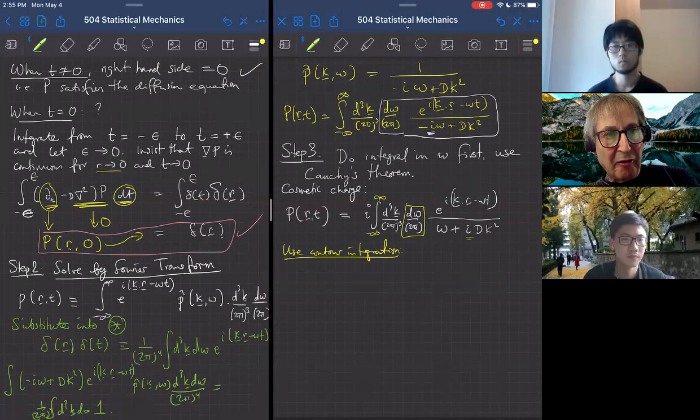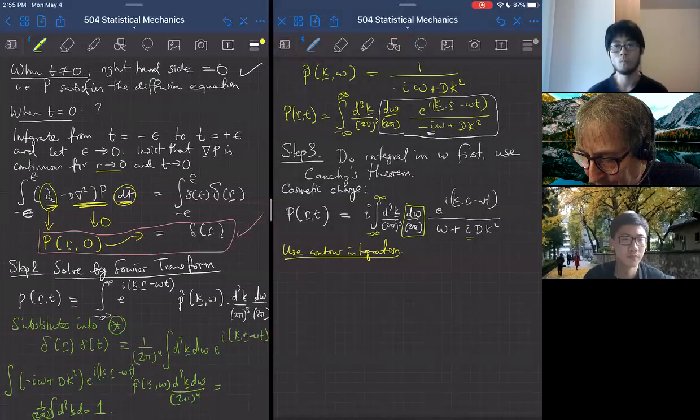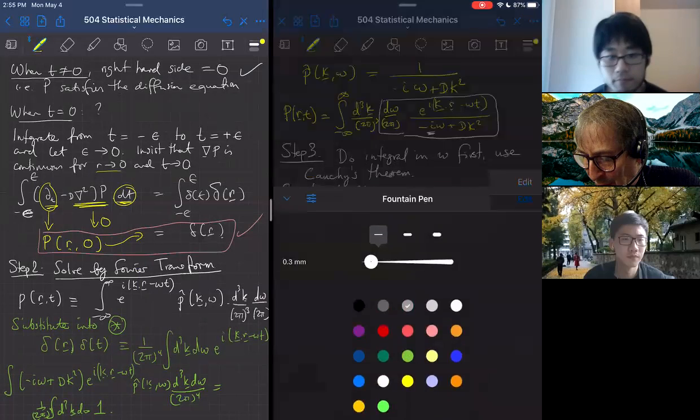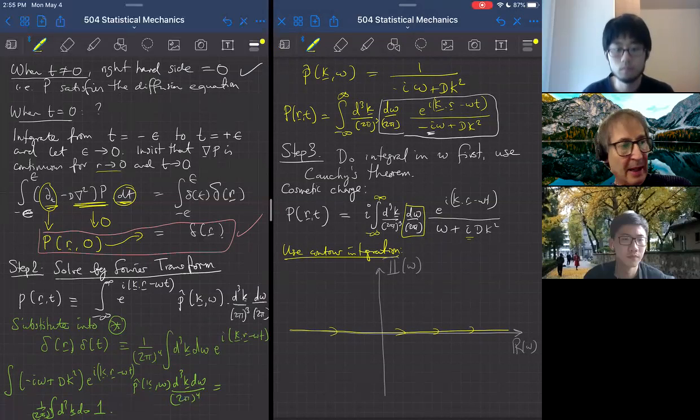So this integral looks like this. Let me draw the axes. So this is going to be the real omega plane, and this is the imaginary omega axis. What we're supposed to be doing is an integral over omega, a real number, from minus infinity to plus infinity. So we want to do something like this. Now, how do we do that?